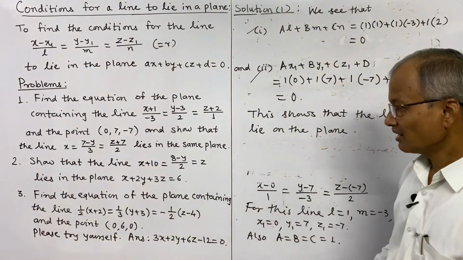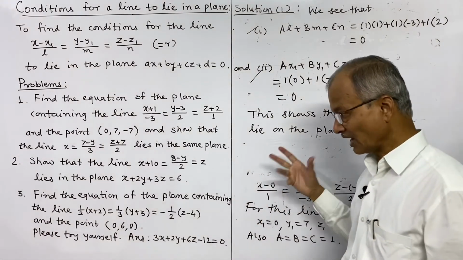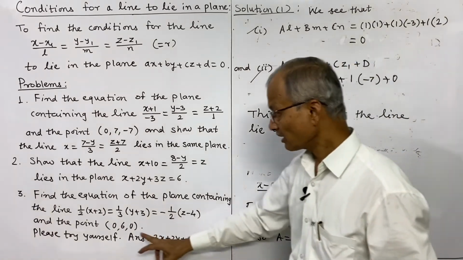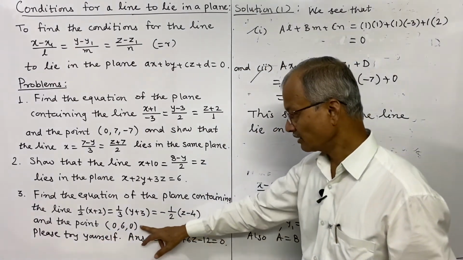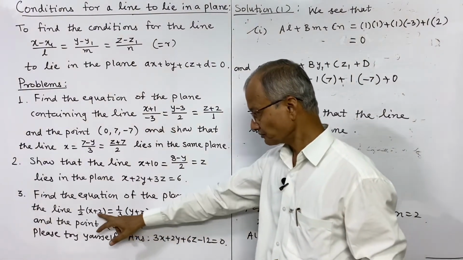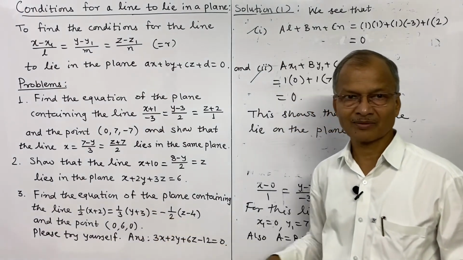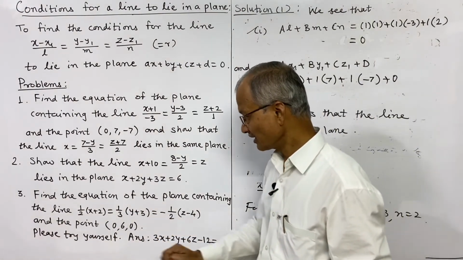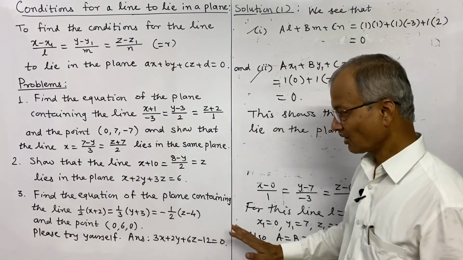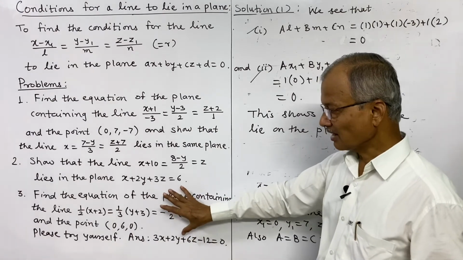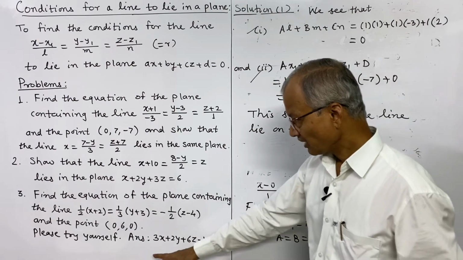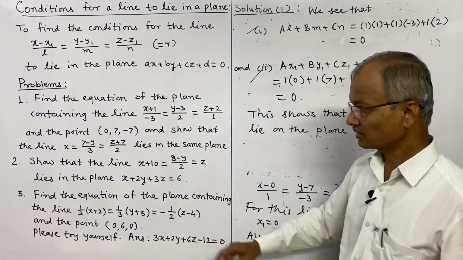And what about the third? The third is exactly the same as what we have solved. Find the equation of the plane containing this line and this point. So first we may write the equation in the form A into x minus x1, where the point x1 here is minus 2, y1 is minus 3, and z1 is 4, and then use this condition. This is exactly similar to what we have solved. So see the steps and solve this. This is the answer for the third problem.